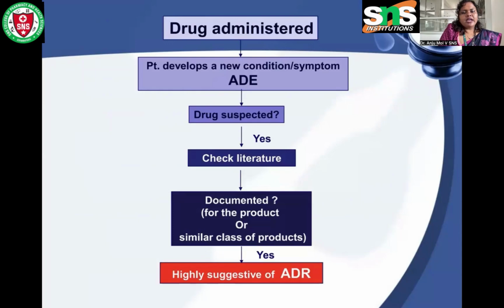See, when we administer the drug, the patient develops a new condition or symptom, that is known as adverse drug event. So first we will see whether a drug is involved in this or not, that is drug suspected. If it is yes, we will go through some literature reviews. We will check the literature, and if it is documented for the product or a similar product, and it shows yes, then it is highly suggestive of ADR.